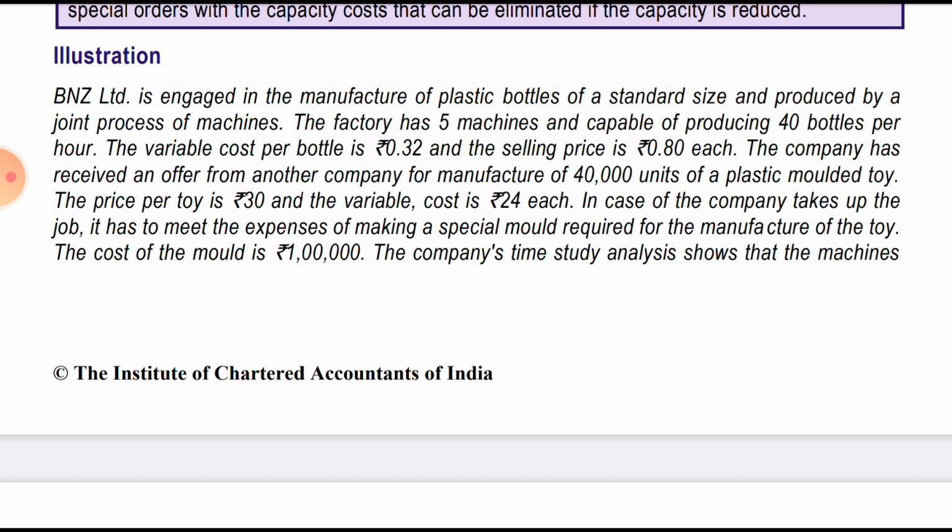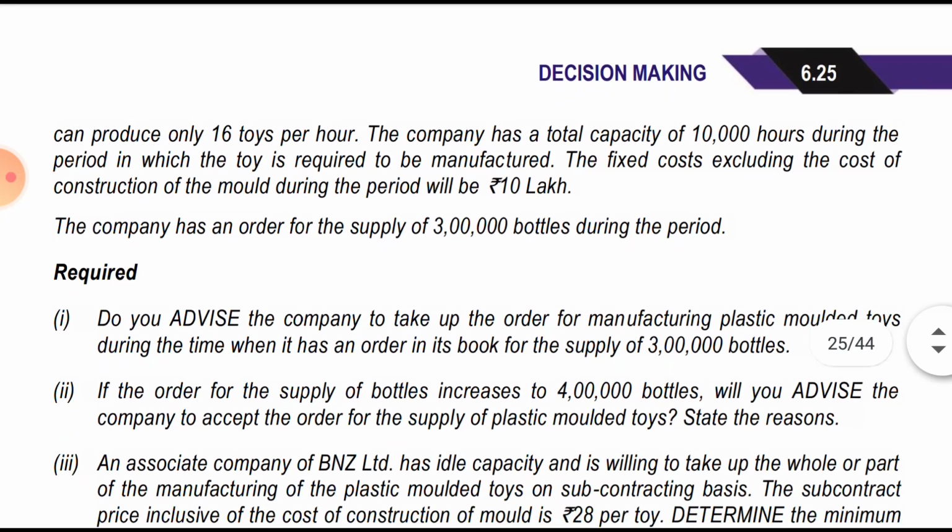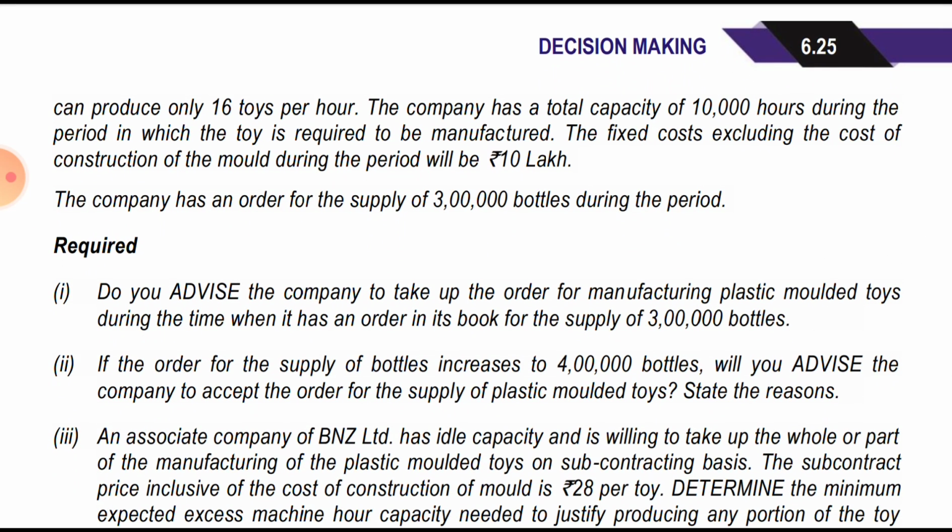In case the company takes up the job, it has to meet the expenses of making a special mold required for the manufacturing of the toy. The cost of the mold is 1 lakh rupees. The company's time study analysis shows that the machine can produce only 16 toys per hour. The company has a total capacity of 10,000 hours during the period in which the toy is required to be manufactured. So it has in all 10,000 hours of total production capacity.